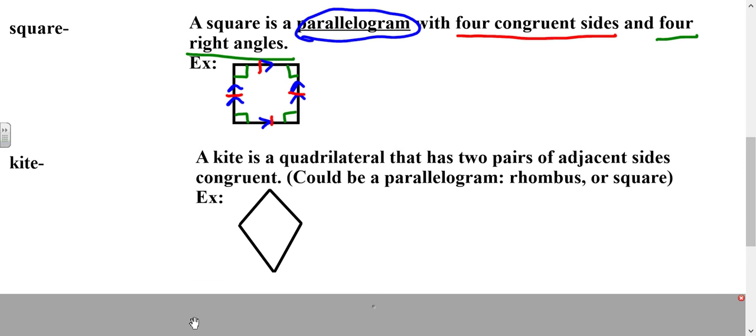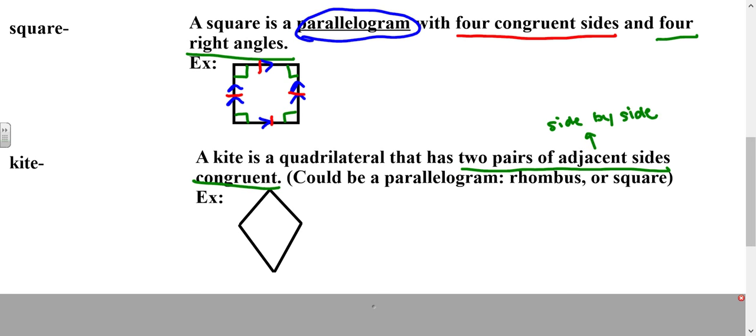The next kind of quadrilateral that we have is a kite. And a kite has two pairs of adjacent sides congruent, okay? So a kite is a quadrilateral that has two pairs of adjacent sides congruent. Adjacent means side by side, in case you didn't know that. You can add that to your notes, side by side.